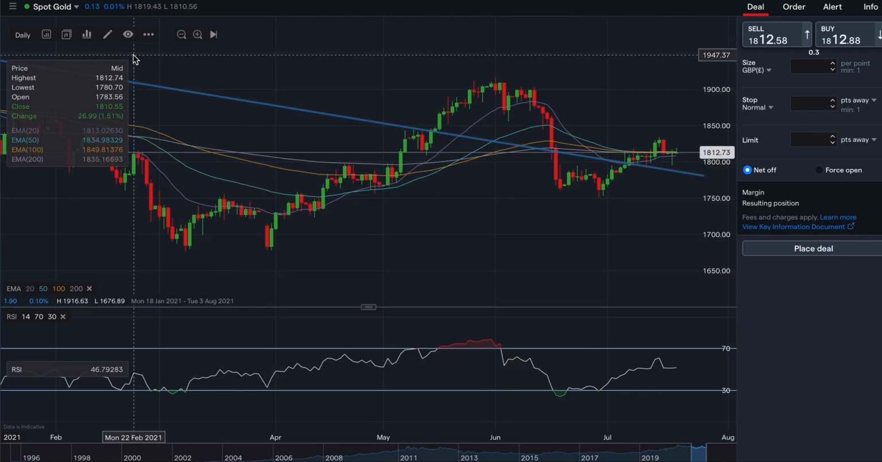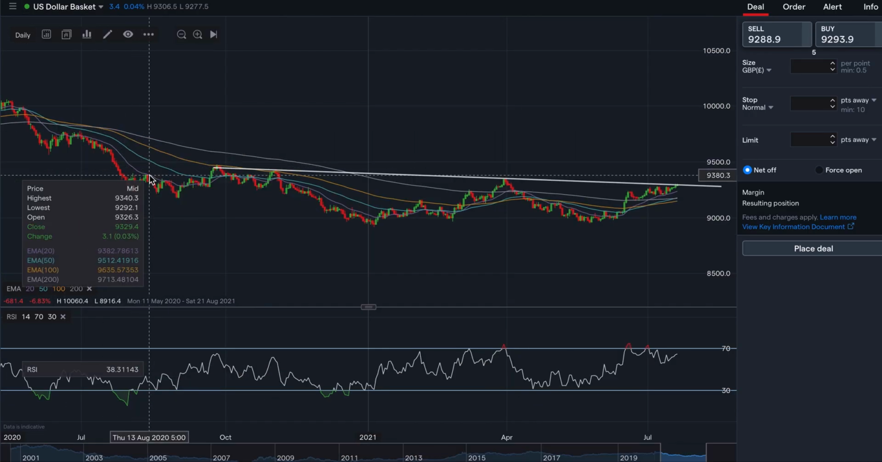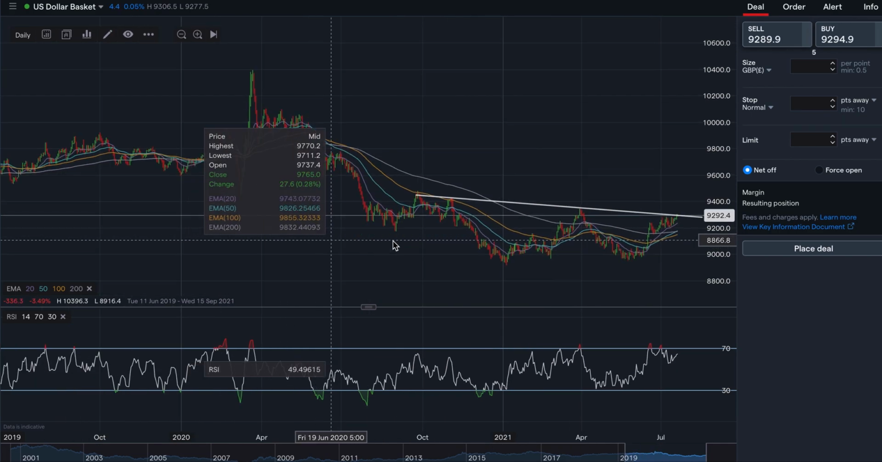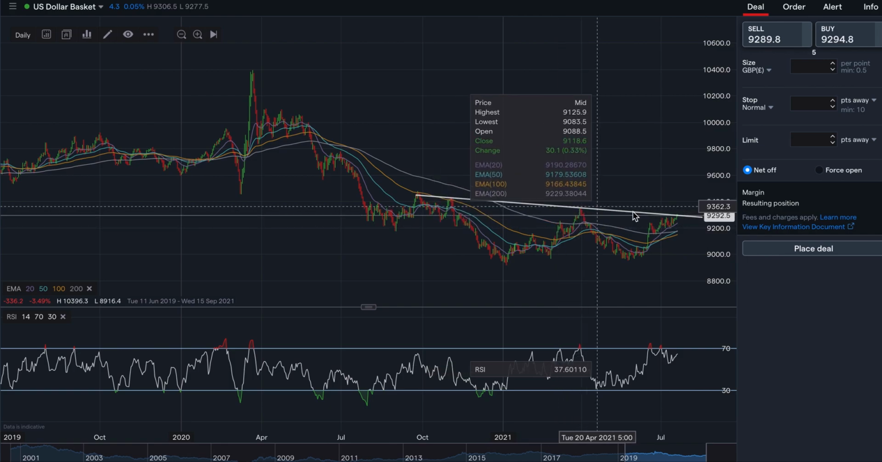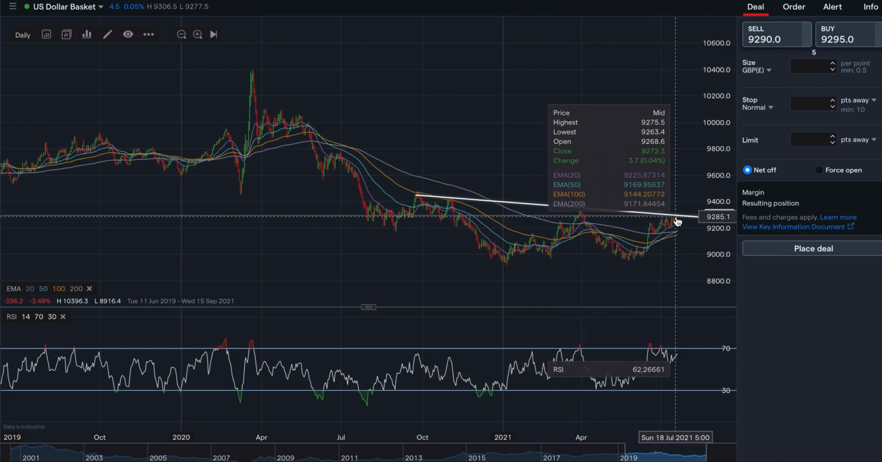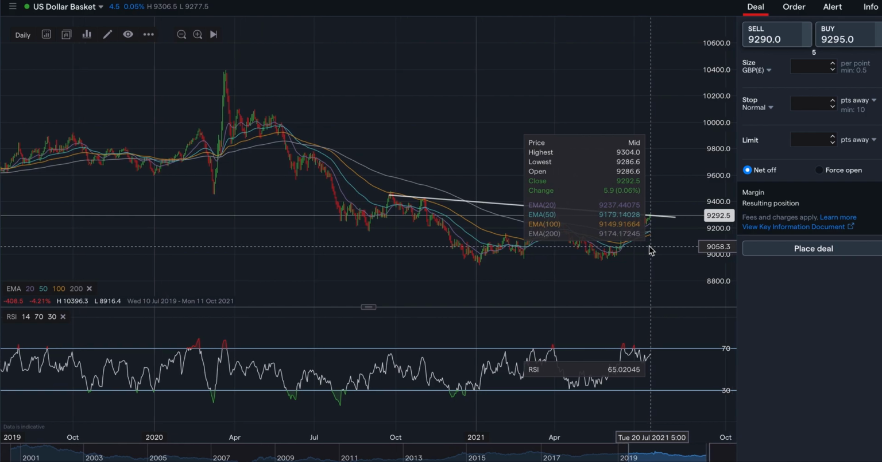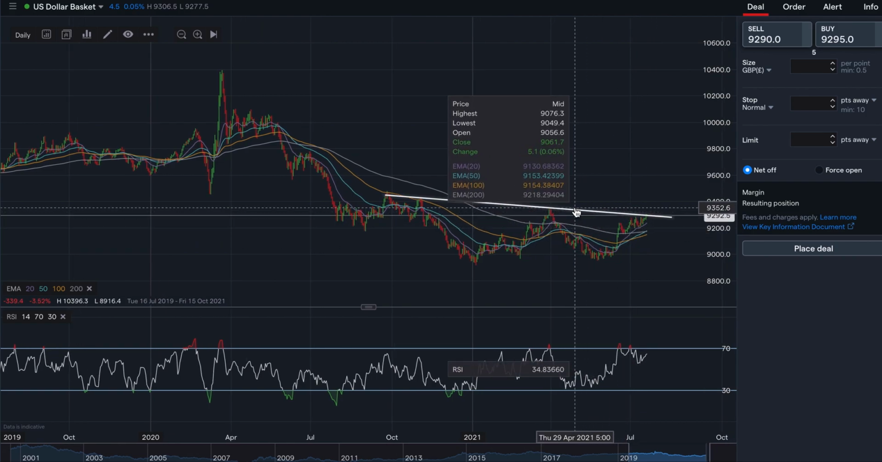The price of gold is influenced a lot by the US dollar, and the US dollar is a constitution of six currencies, which is the euro, the pound, and a few others. You've got the Aussie dollar, and so on. And the problem here is that the US dollar is testing its trend line resistance, and there's a very good possibility that we could break that.